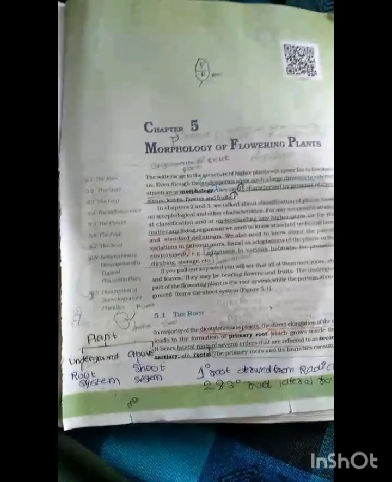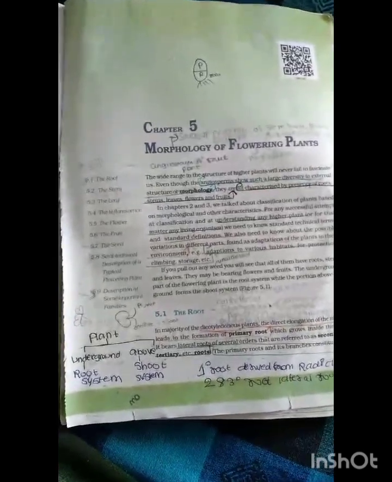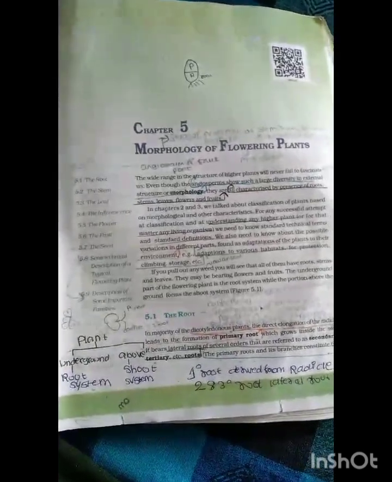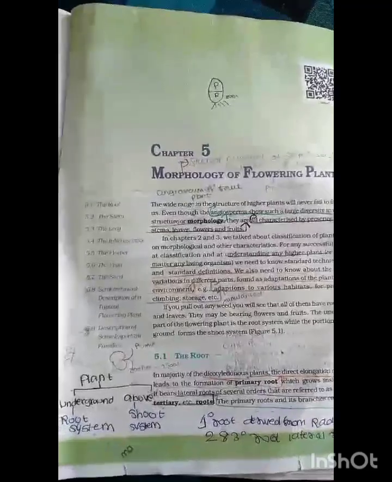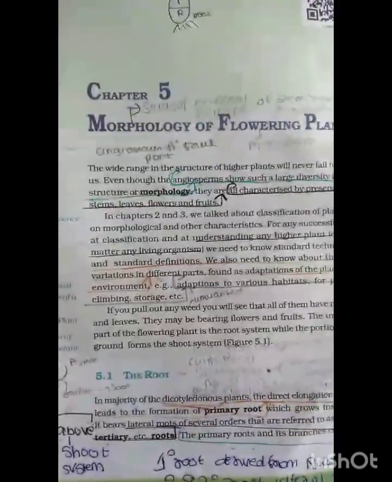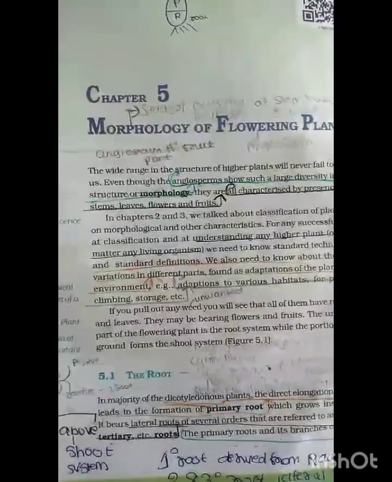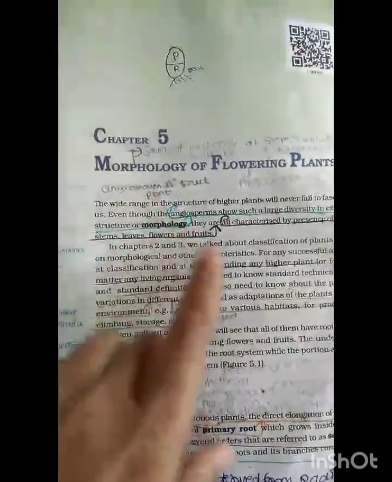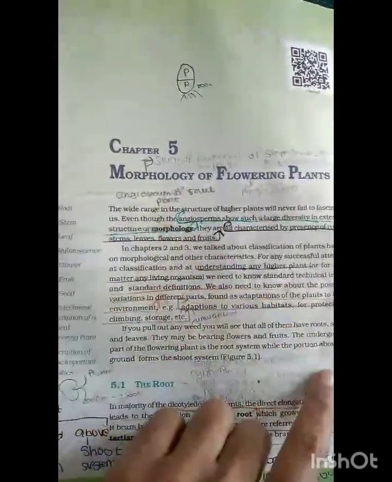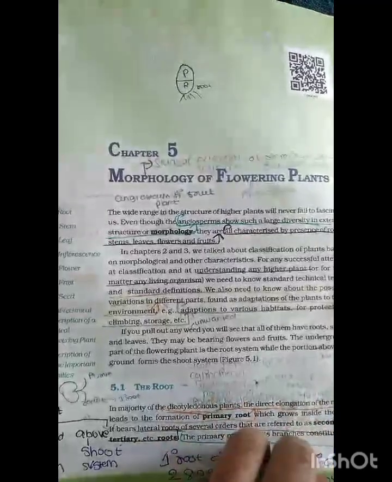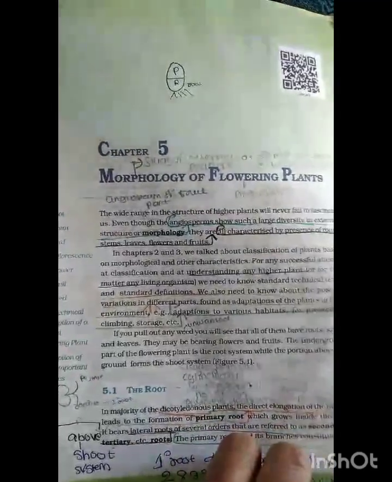Morphology of the flowering plant, we shall study the topic. What is morphology? Morphology means the study of the external features of the plant, like stem, roots and flower. Seeds are morphological features of flowering plants. Flowering plants are generally angiosperms. So, the study of external features or structure is called morphology.